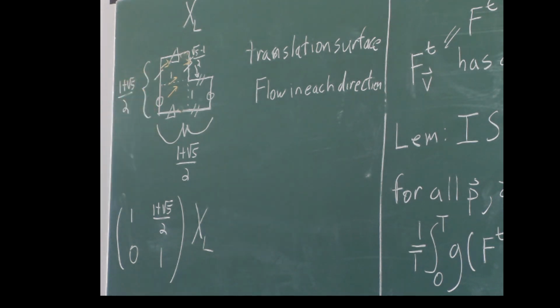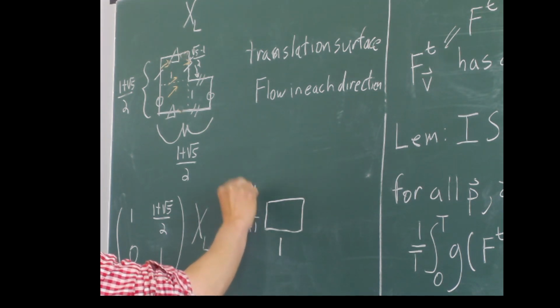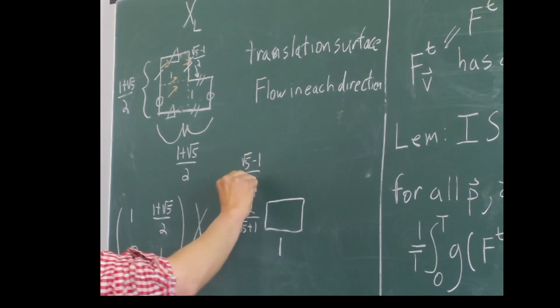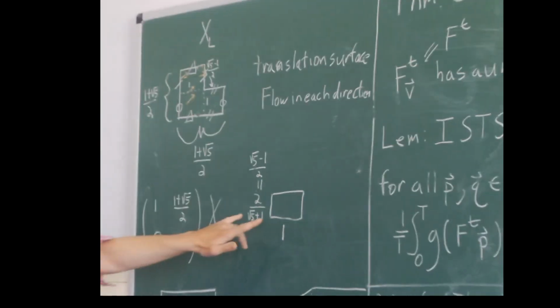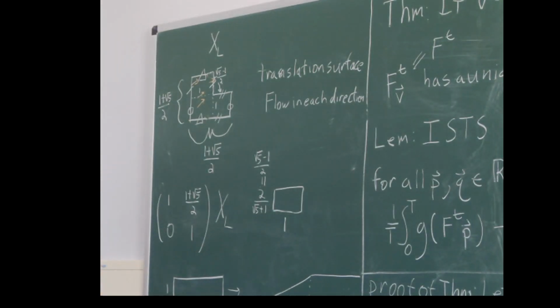And then similarly for the upper cylinder, we have a side length of 1, and we have 2 over the square root of 5 plus 1, which, by the way, is also equal to the square root of 5 minus 1 over 2. So its reciprocal is just given in this way. We've got this nice numerology, and so this same exact map sends it to itself as well.